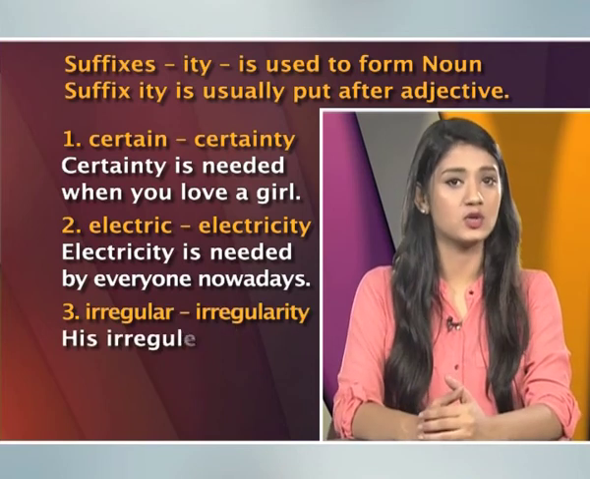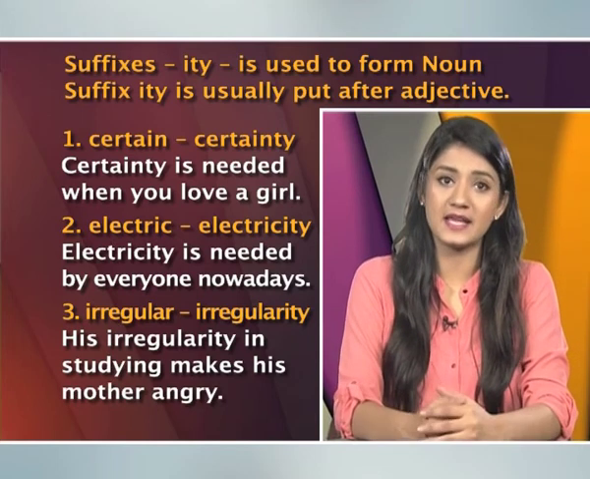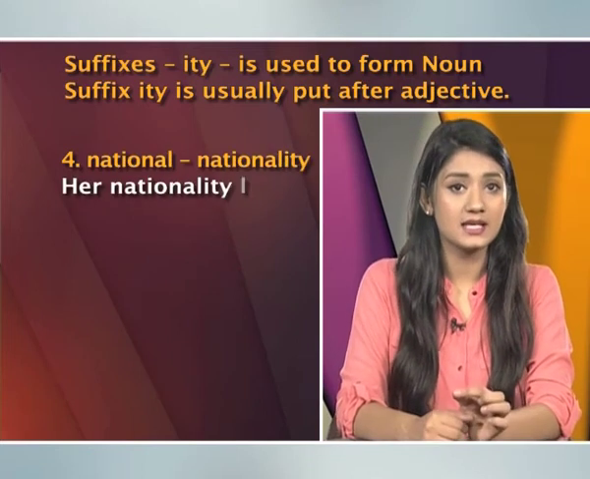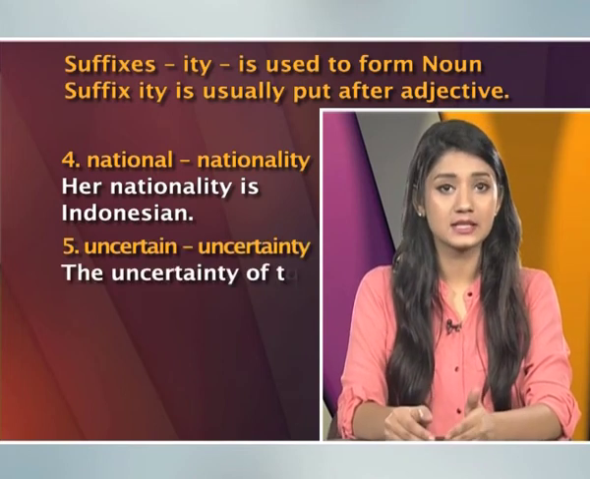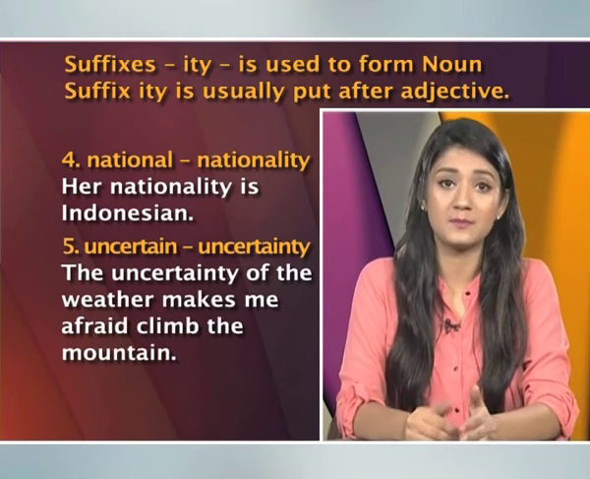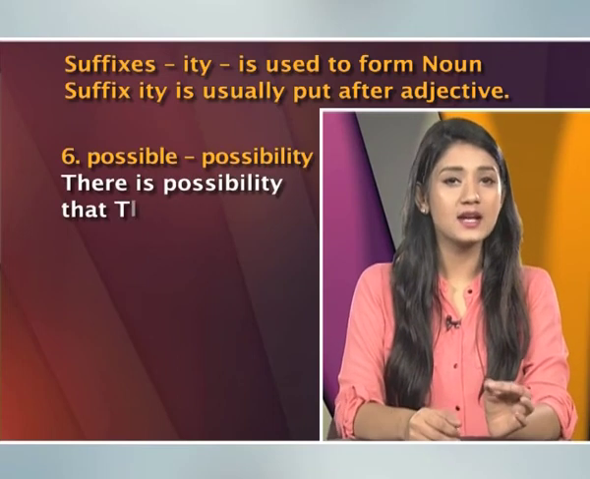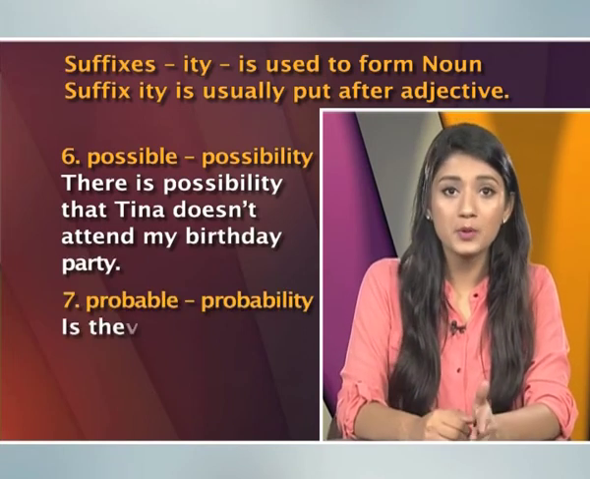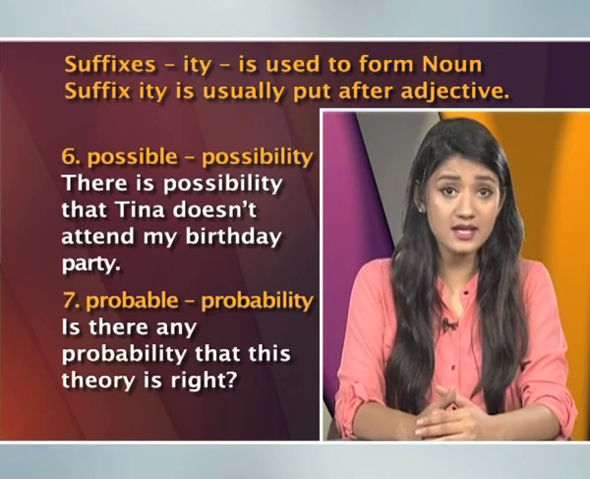3. Irregular, irregularity. His irregularity in studying makes his mother angry. 4. National, nationality. Her nationality is Indonesian. 5. Uncertain, uncertainty. The uncertainty of the weather makes me afraid to climb the mountain. 6. Possible, possibility. There is a possibility that Tina doesn't attend my birthday party. 7. Probable, probability. Is there any probability that this theory is right?